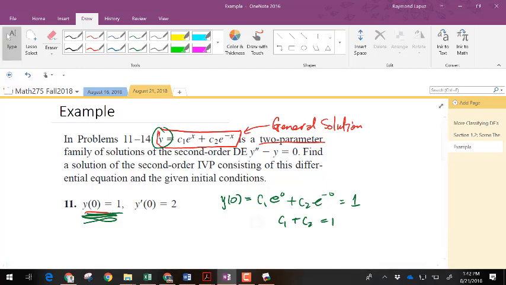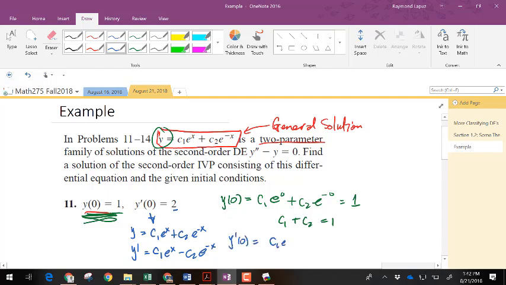Now, I also know that if I take the derivative of this function, and I put 0 in for x there, I should get 2. So y prime of 0 is equal to c1 e to the 0 minus c2 e to the negative 0 is equal to 2. So I have c1 minus c2 equals 2.